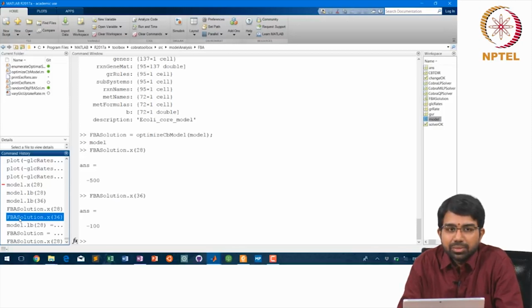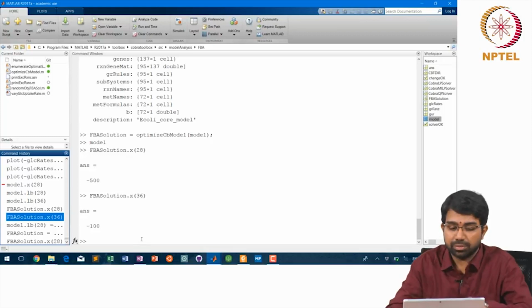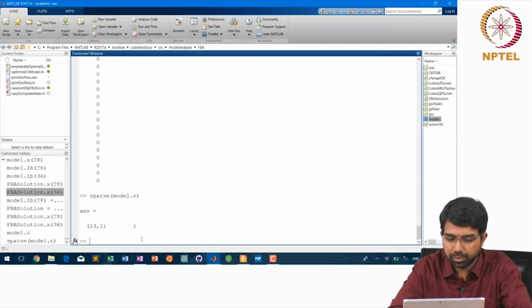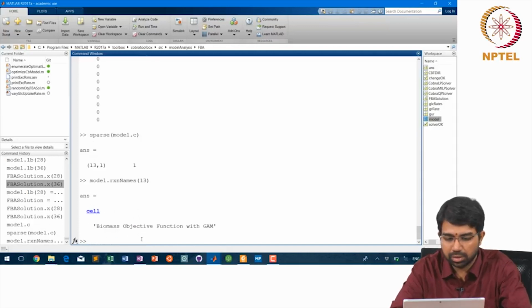But we are not optimizing for glucose or anything, we are optimizing for biomass. C was 28, right? C was 128. No, C was 13. 13, right, and model.rxn names 13.